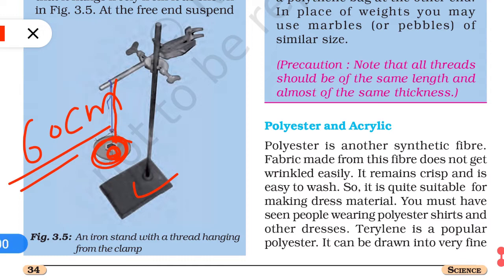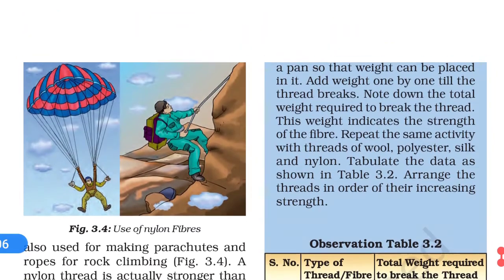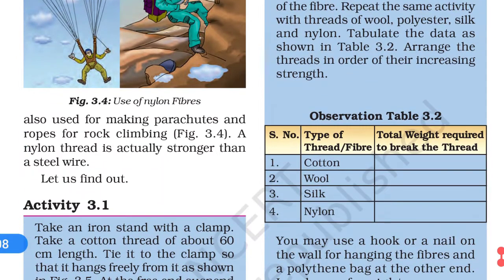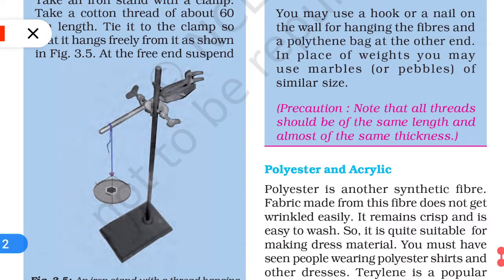All right, or you can tie up some pan. Okay, at the bottom here you can tie a pan, and then you can put the weights here. You increase the weights one by one till the fiber is broken down. Okay, and the pan falls down because of the breaking of the fiber.